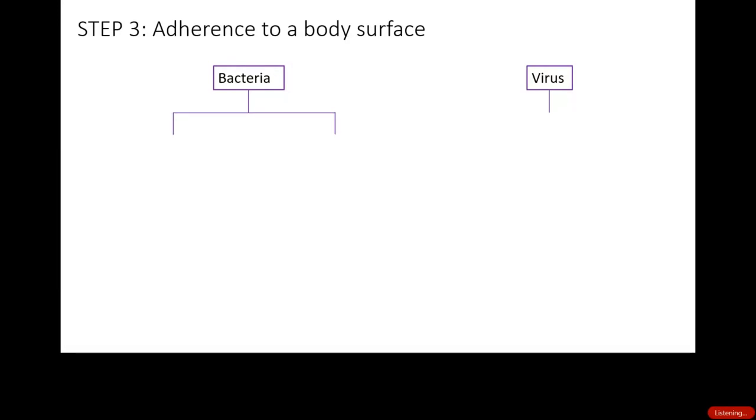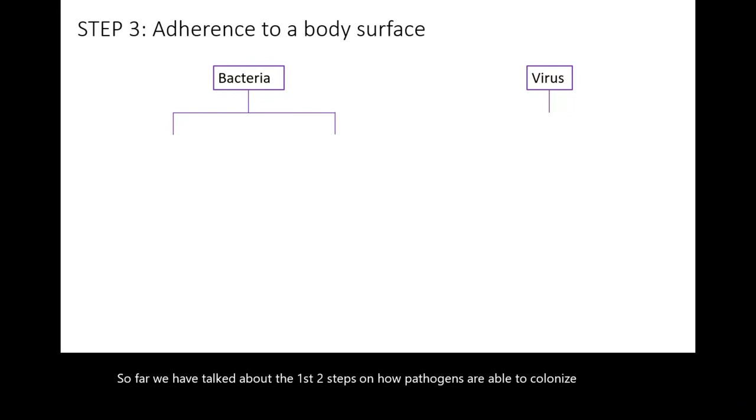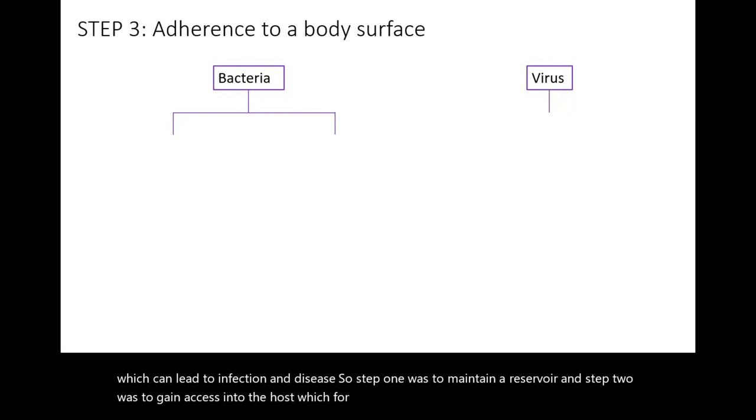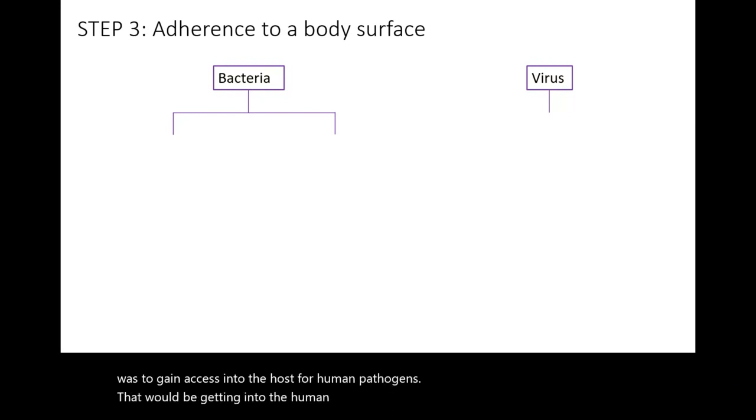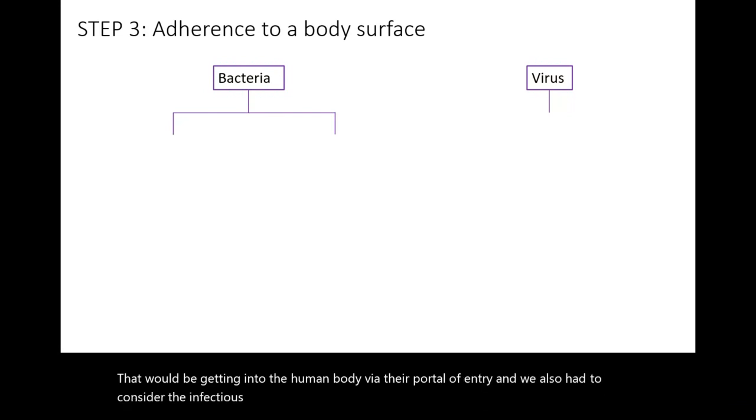So far, we have talked about the first two steps on how pathogens are able to colonize a host, which can lead to infection and disease. So, step one was to maintain a reservoir, and step two was to gain access into the host, which for human pathogens, that would be getting into the human body via their portal of entry. And we also had to consider the infectious dose.